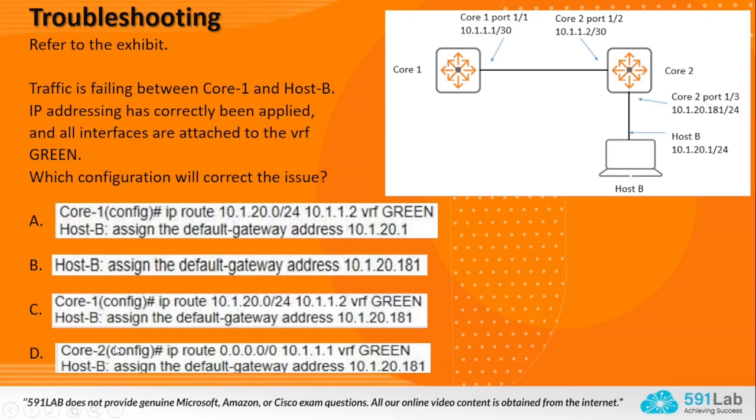Just check the option D. IP route, this is the default route. Default route pointing to 10.1.1.1 in core 2. Core 2, there is no need to put a default route towards 10.1.1 because core 2 already knows how to reach 10.1.1 because this is a directly connected network. So option D is wrong. So the correct answer is option C. Let's move on to the next question.